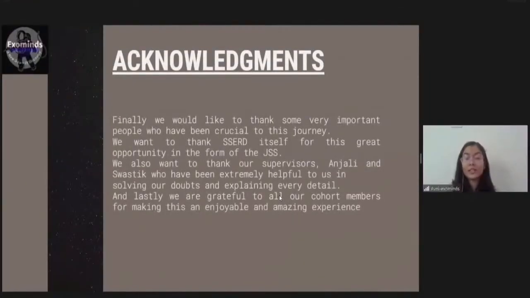Finally, we would like to thank some very important people who have been crucial to this journey. We want to thank SSCRD itself for this great opportunity in the form of GS. We also want to thank our supervisors, Ma'am Anjali and Sir Swastik, who have been extremely helpful to us in solving our doubts and explaining every detail. And lastly, we are grateful to all our cohort members for making this an enjoyable and amazing experience.